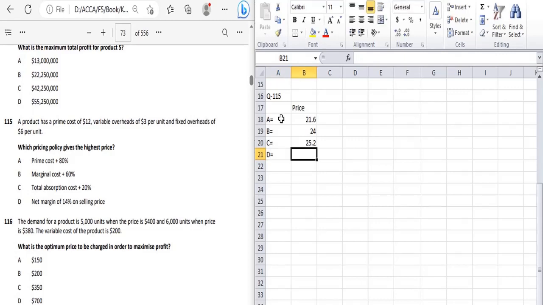Now the last one, option D, where the question mentions a net margin of 14% on selling price. First of all, we know the cost incurred in manufacturing the product, all costs, which is 12 plus 3 plus 6. Now in options A, B, C the question has given the markup, but only in option D the question has given the margin. So if margin is given, our cost will be 100 minus 14%, which is 86%.